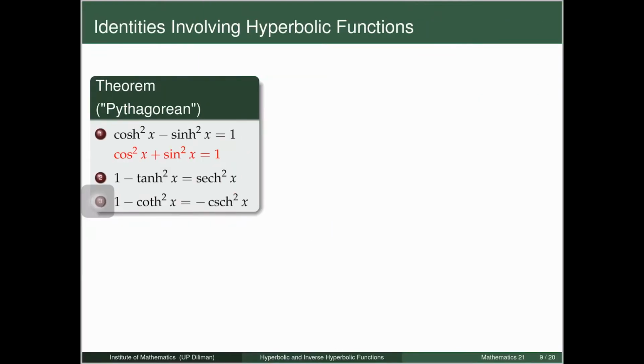And then meron tayong cosine squared x plus sine squared x equal to 1. May counterpart yun for hyperbolic pero medyo mag-iiba yung sign. So ang cosh squared x minus sinh squared x ay equal to 1. And since nagbago yung sign nito, mag-iiba din yung iba nating Pythagorean identities relating tanh and sech, coth and csch. So take note lang yung difference nito from the usual Pythagorean identities involving trigonometric functions.